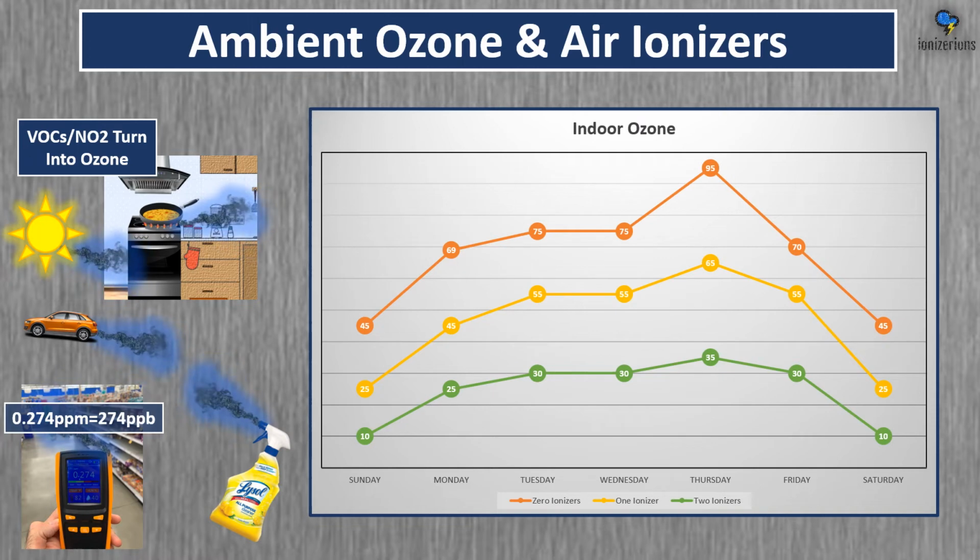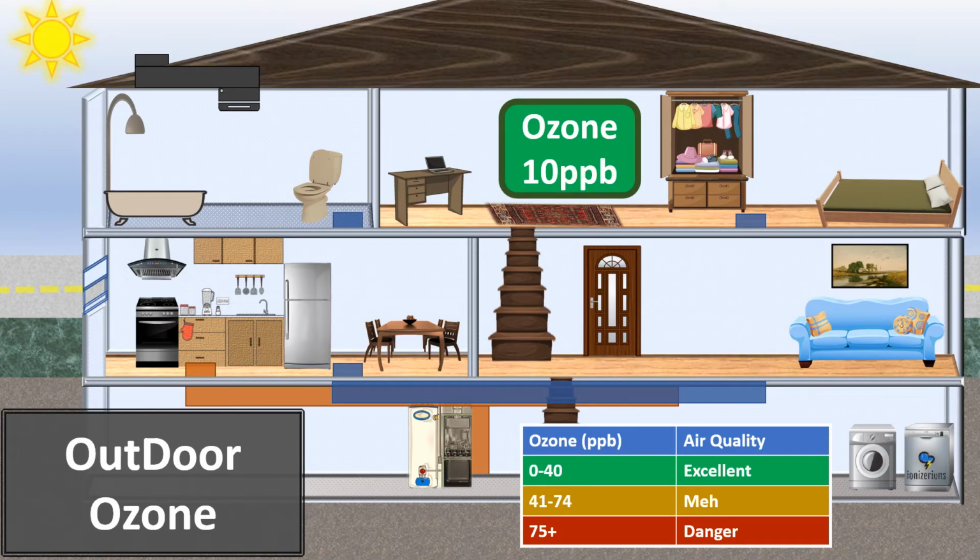Now within the home, we want to reduce ambient ozone. And as you can see conceptually in this chart, the more ionizers you own, the less ozone there will be inside your home. So here is a sunny day, and we have low ozone inside the home, but we have high ozone outside. When you keep your windows open, your ozone could actually go much, much higher into toxic levels.